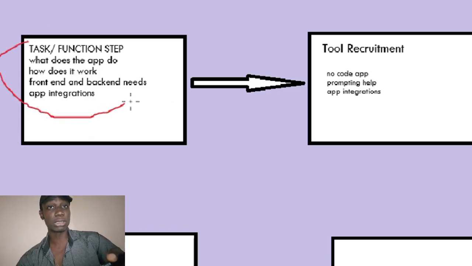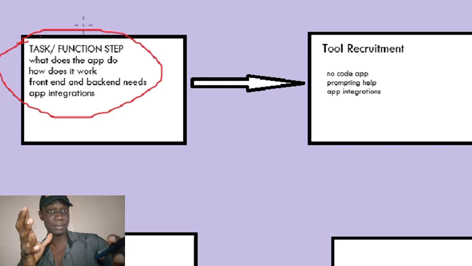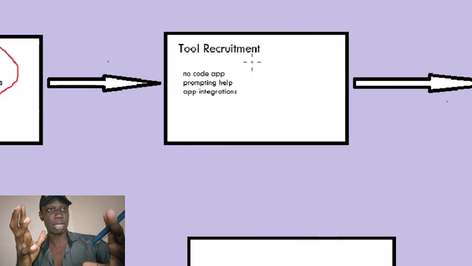So once you've got this task function step, I'm going to outline it with red now. It's quite possibly one of the most needed steps. If you can get this step down, then all the other steps flow relatively well, like a hot knife through butter. The next step will be the tool recruitment.